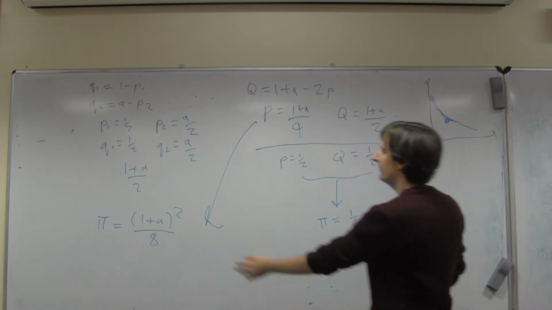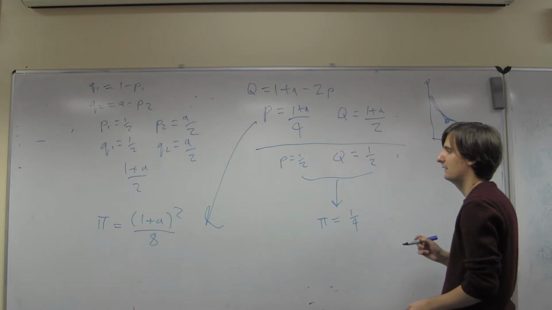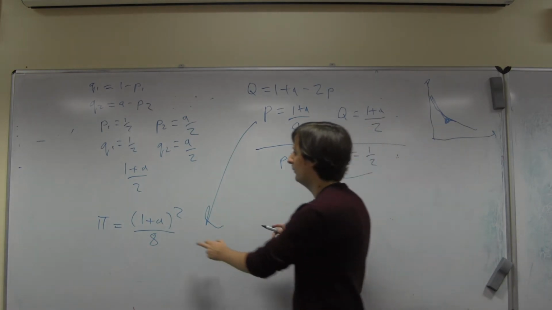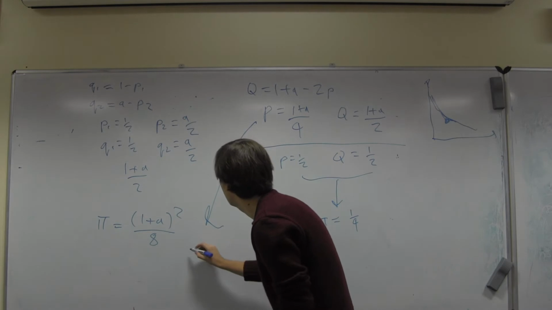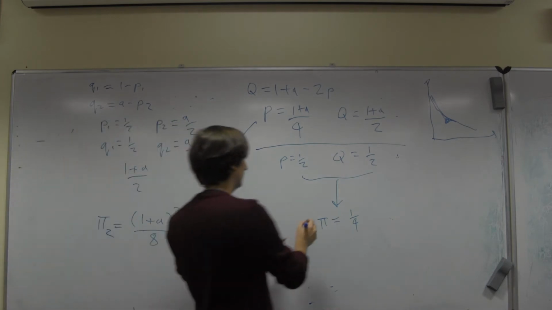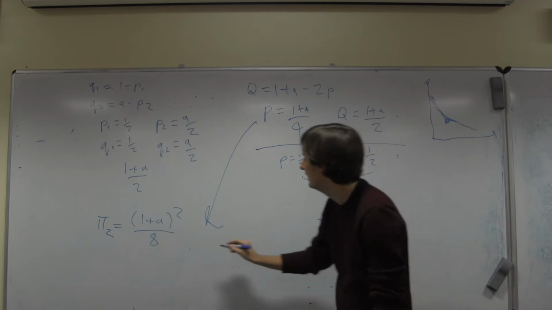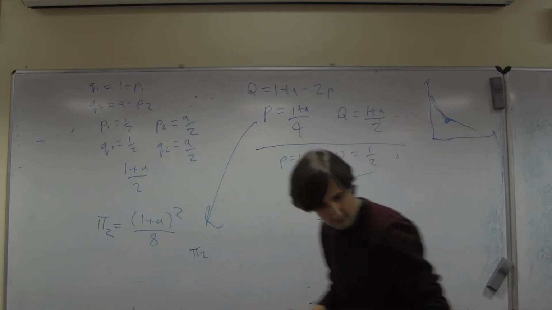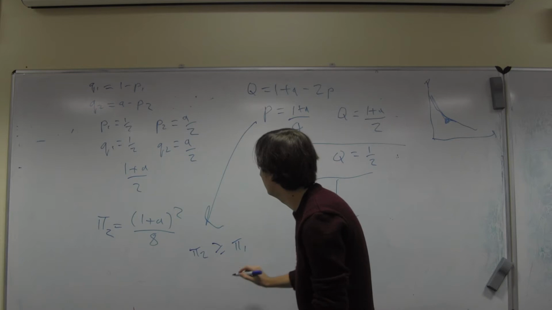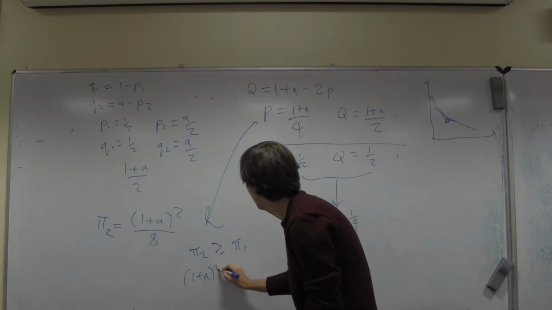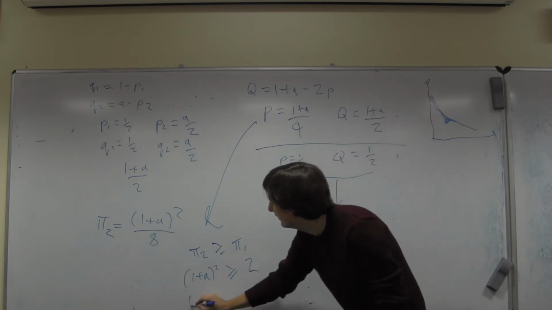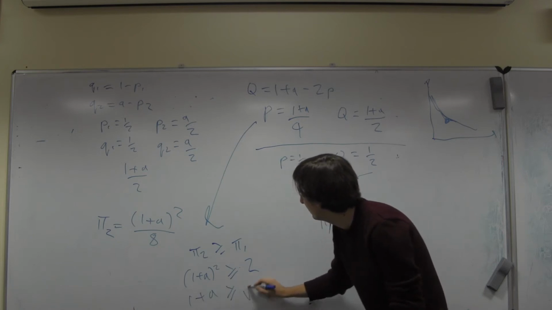So all we have to do is see when this thing is bigger than that thing. It's not actually so difficult. Let me write it down. Let's call this pi 2 for selling in 2 markets, and let's call this pi 1 for selling in 1 market. We're interested in selling in both markets. So pi 2 is bigger or equal to pi 1 when (1 plus A) all squared is bigger or equal to 2. Taking the square root of both sides, 1 plus A is bigger or equal to root 2.